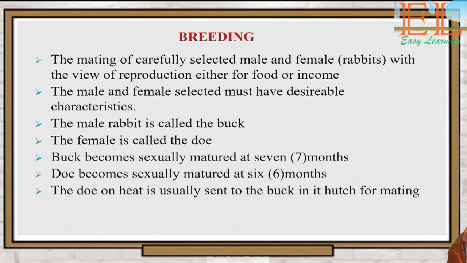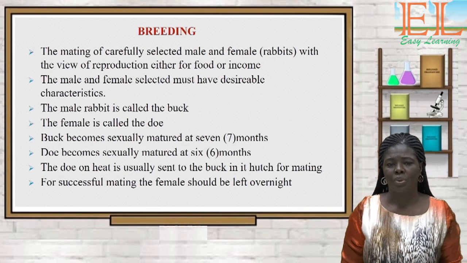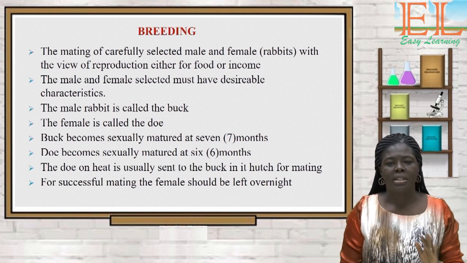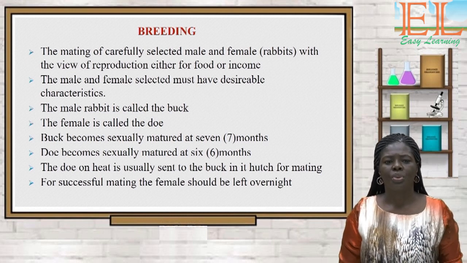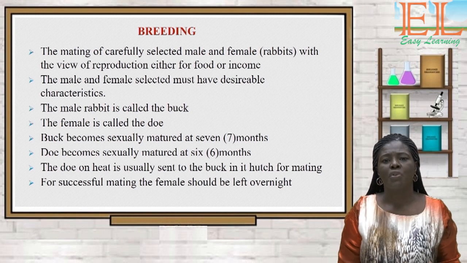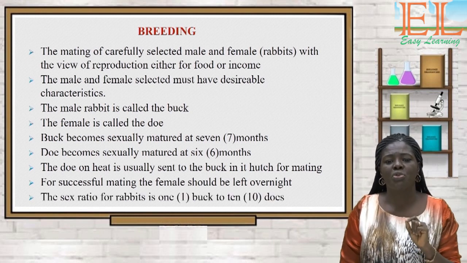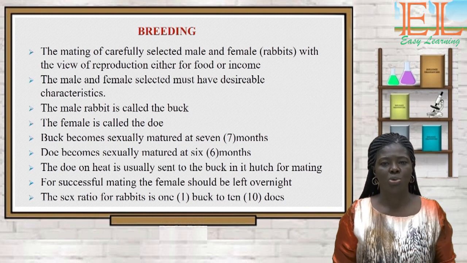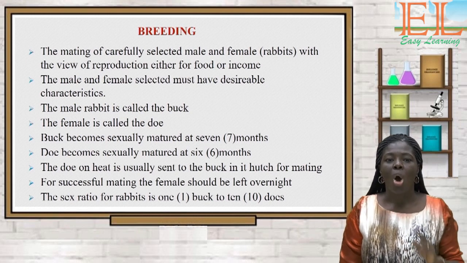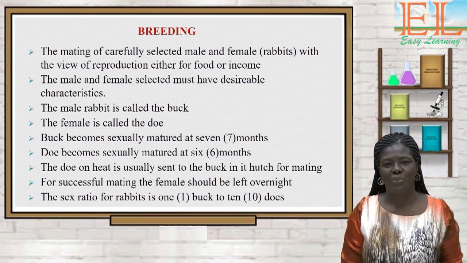Interestingly, rabbits believe in territories. So, when the female is on heat and you bring the male to its cage, there will be a fight. So, it is best to send the female on heat to the male cage, and that one, it will allow it to cross. For successful mating, the female should be left overnight, or you can decide to send it again the next day for crossing. And the sex ratio for rabbits is 1 buck to 10 does. You don't need 2 or 3 bucks for 10 does. Only one can successfully do the work for you.